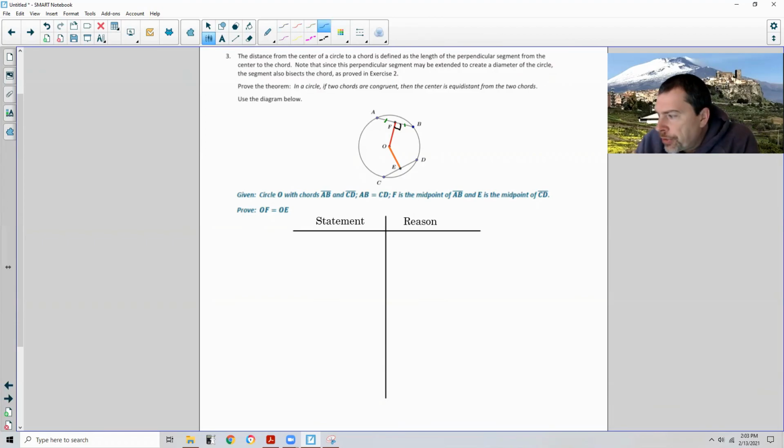So here we go. We're going to start this proof. So what are we going to say first? Well, we're going to do our givens. AB is equal to, so I don't need this bar above here. AB is equal to CD. Right here, given. So AB equals CD. Okay.